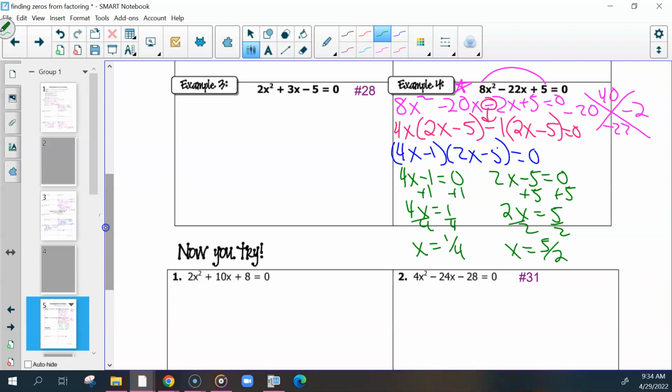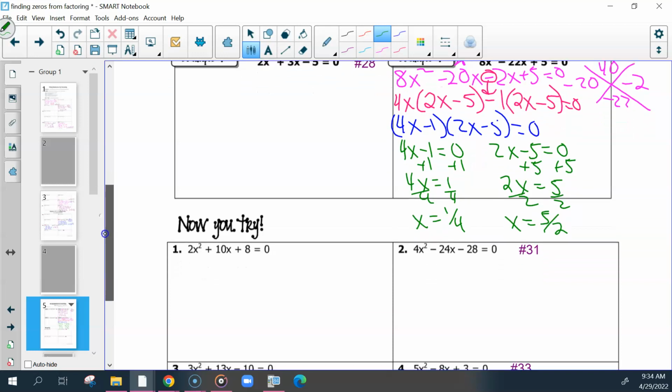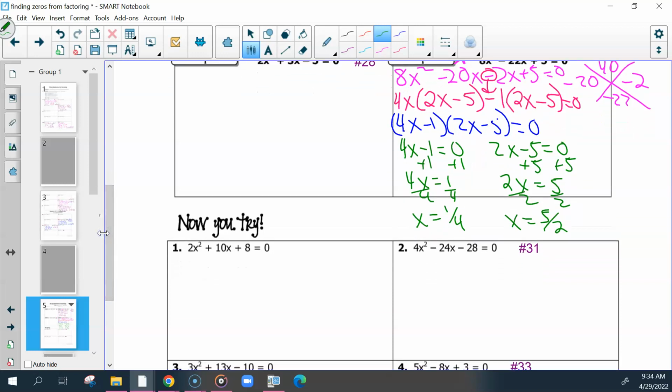That was a lot. Sometimes you will end up with two fractions. So we would have 1/4 and 5/4.